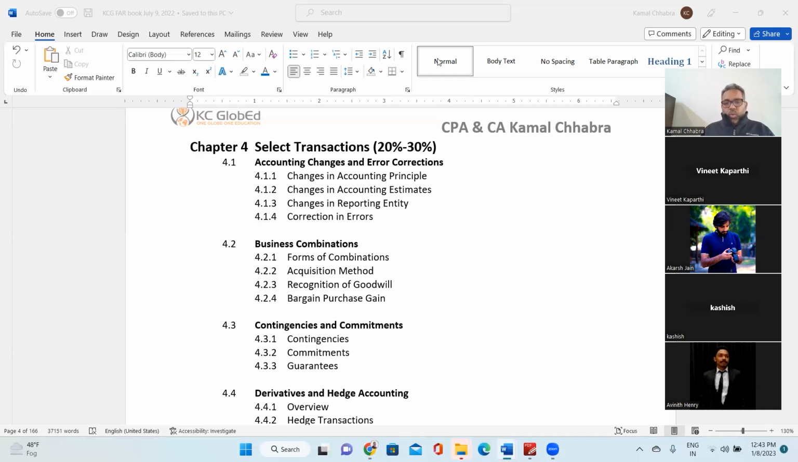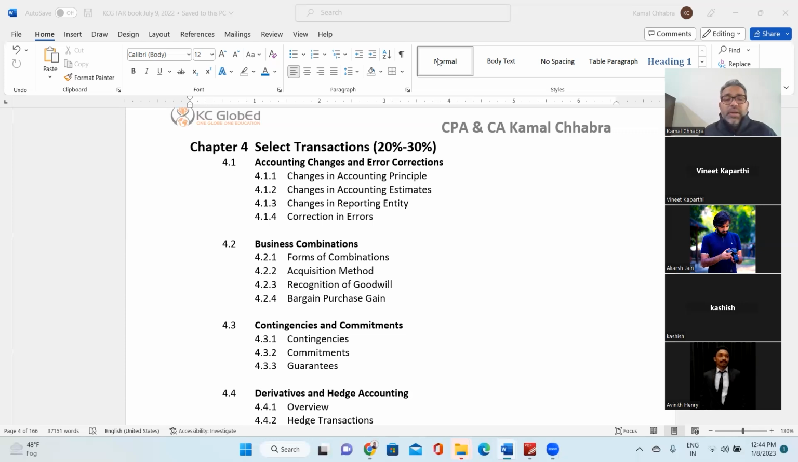Then 4.2 will be understanding business combination. What are the forms of business combination? That includes your acquisition, your merger, your joint venture, your subsidiary, your holding, right? So all kinds of combination that can result in a consolidation would be covered over here.